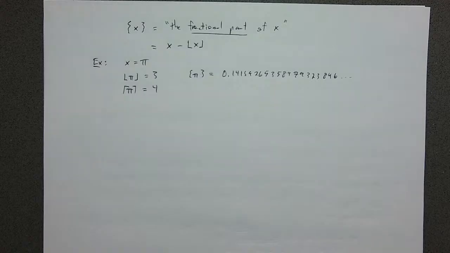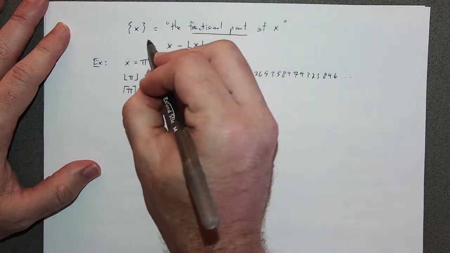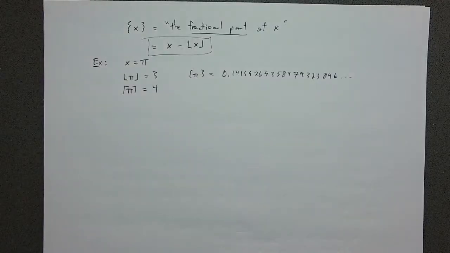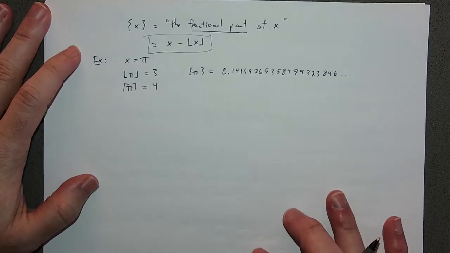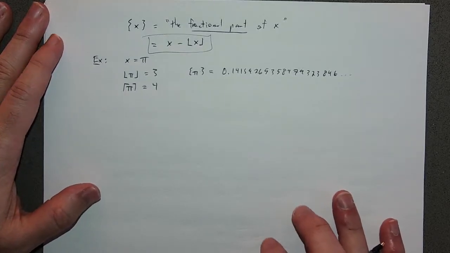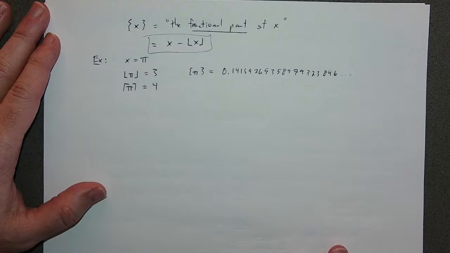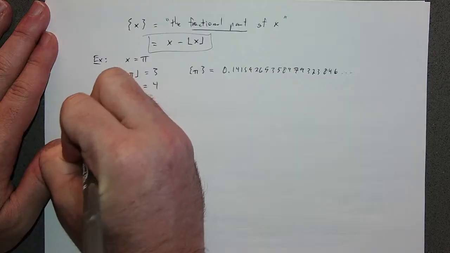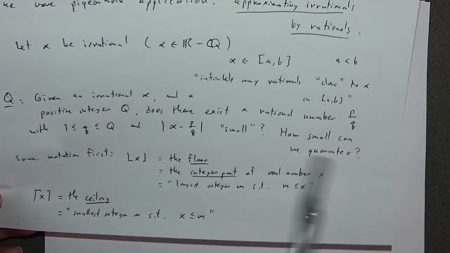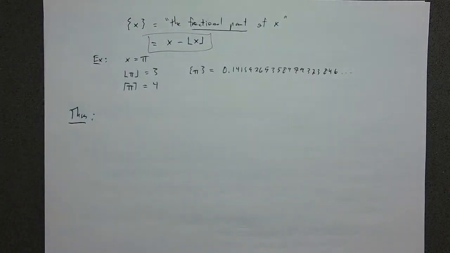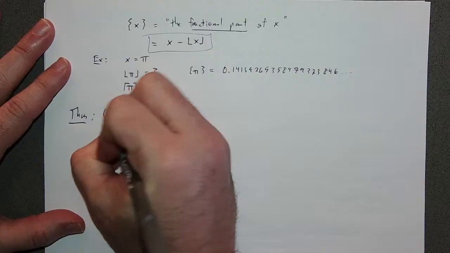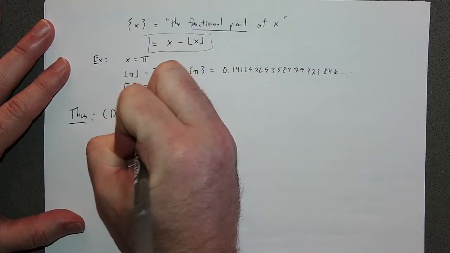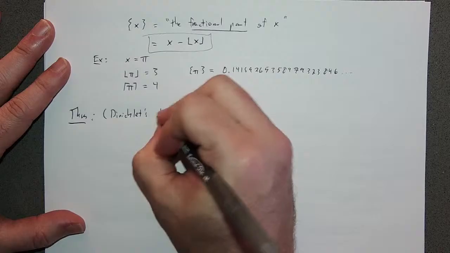So these are things that you've seen before, but we need these expressions. And so, why do I need these? I need these to parse through the proof of this thing, which again I'm going to leave to you all. But the answer to this question of can we make this small and how small can we guarantee, this is fully answered in the following theorem. This is due to Dirichlet. So this is Dirichlet's approximation theorem.